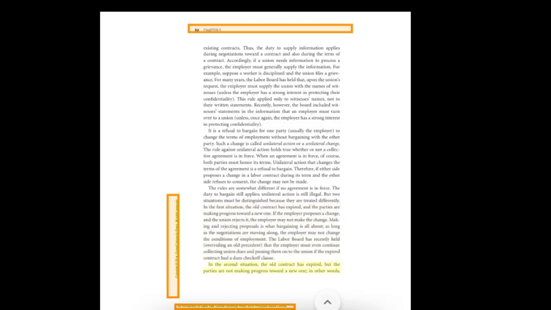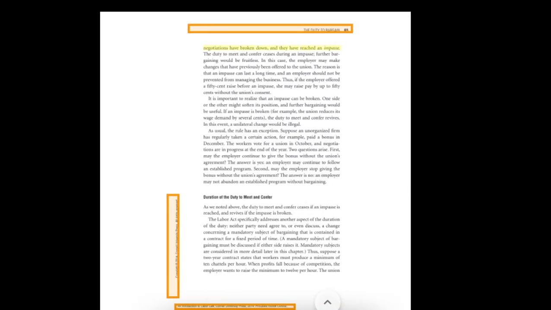In the second situation, the old contract has expired, but the parties are not making progress toward a new one. In other words, negotiations have broken down, and they have reached an impasse. The duty to meet and confer ceases during an impasse. Further bargaining would be fruitless. In this case, the employer may make changes that have previously been offered to the union. The reason is that an impasse can last a long time, and an employer should not be prevented from managing the business. Thus, if the employer offered a 50 cent raise before an impasse, she may raise pay by up to 50 cents without the union's consent. It is important to realize that an impasse can be broken. One side or the other might soften its position, and further bargaining would be useful.